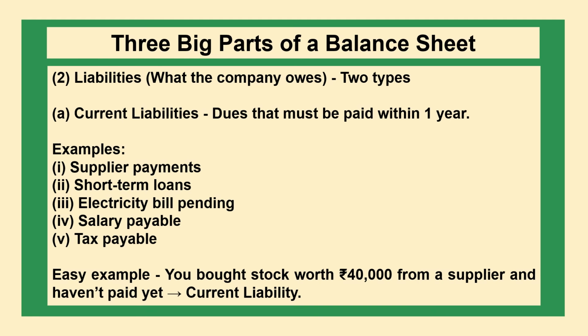Number two, liability. What the company owes. That is two types. One, current liabilities, dues that must be paid within 1 year. Examples: supplier payments, short-term loans, electricity bill pending, salary payable, and tax payable. Easy example: you bought stock worth rupees 40,000 from a supplier and have not paid yet. That is current liability.